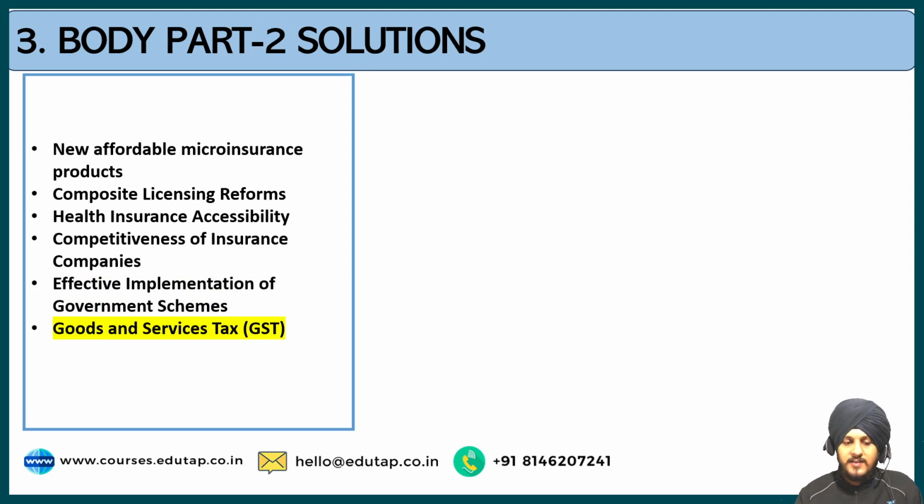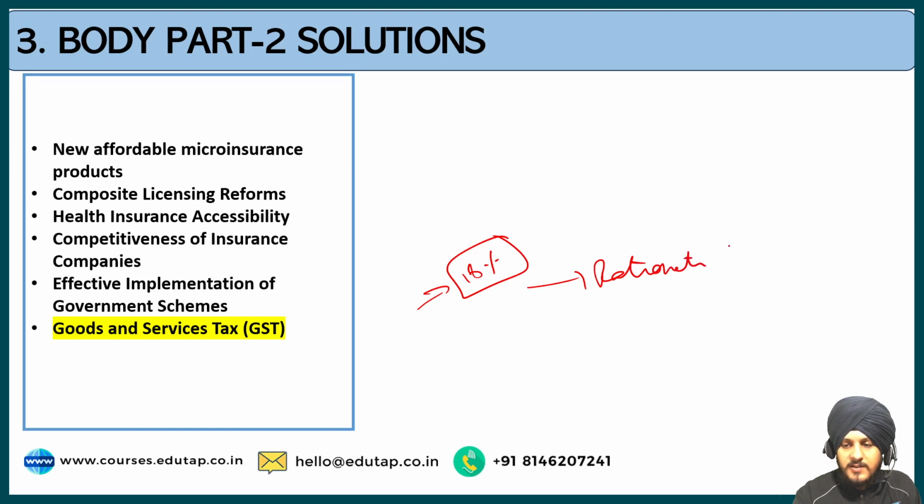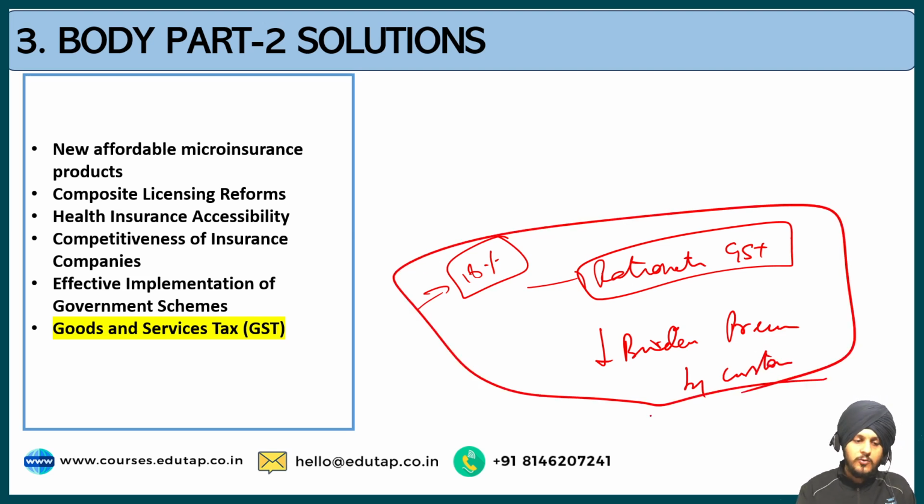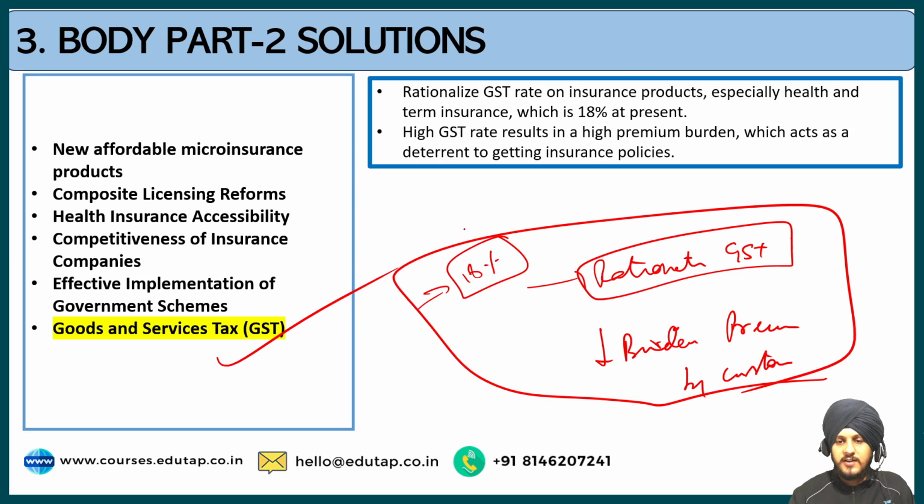The next point is regarding the GST. At this point of time, the GST on insurance products is around 18%. So what can the government do? Government can rationalize this GST so that there is less burden on customers to pay premium. So this is another solution, or the way forward, as far as the insurance sector is concerned. You can read that GST is 18%, which leads to a high premium burden on the customers, and the government should think about it and rationalize the GST rate.